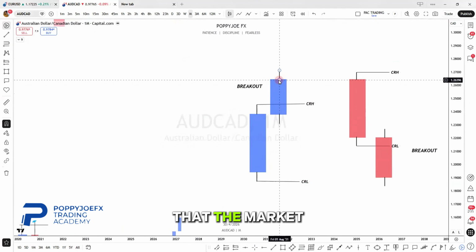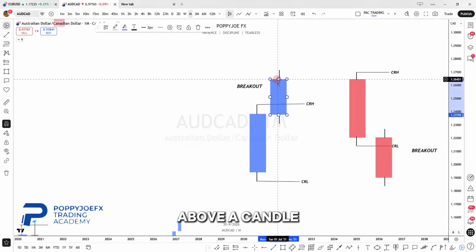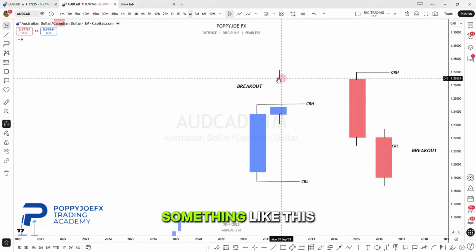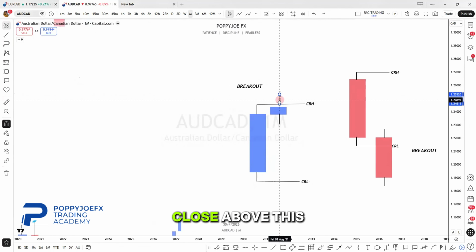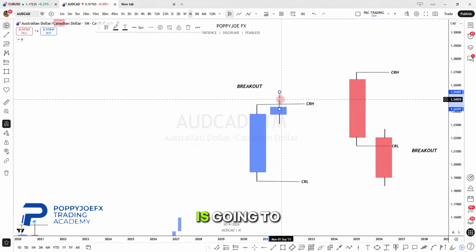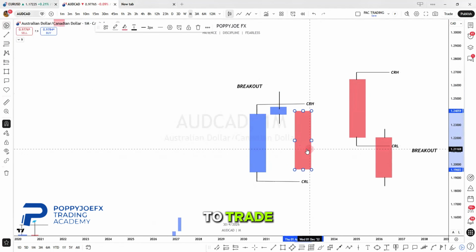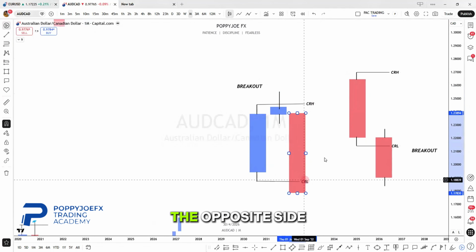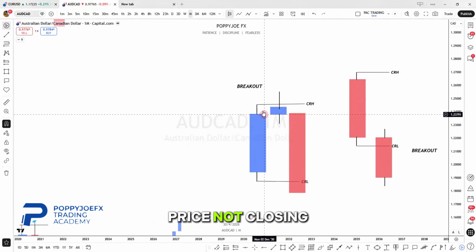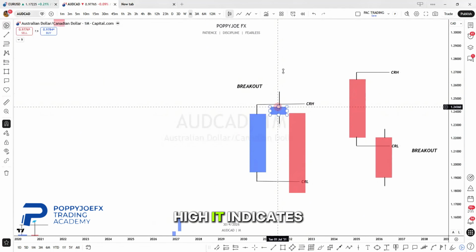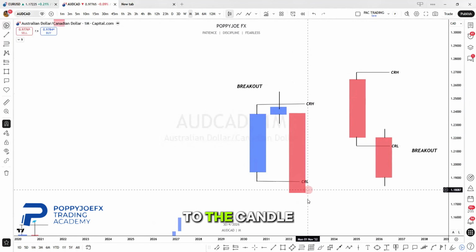But in any case that the market fails to close above a candle range, that we have something like this happening, like the market did not close above this previous candle range, it is going to raise a concern. And the concern is that price is likely going to trade and go to the previous side, the opposing side. So when you see price not closing above a candle range high, it indicates that price is about to trade to the candle range low.